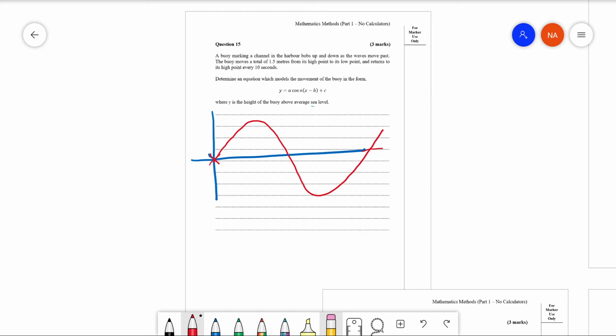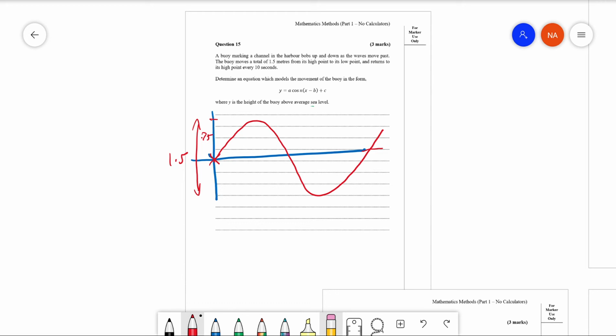Okay, how far does it go up? Well, it says it goes 1.5 meters from its high point to its low point. So from there to there, the top to the bottom is 1.5. So halfway, that's the amplitude there, will be 0.75. So that'll give us the amplitude is 0.75.